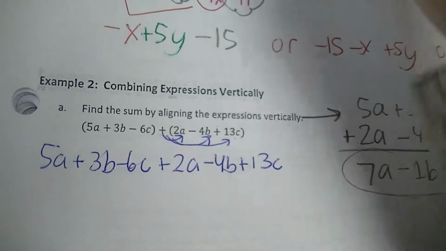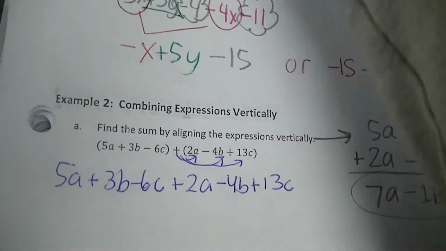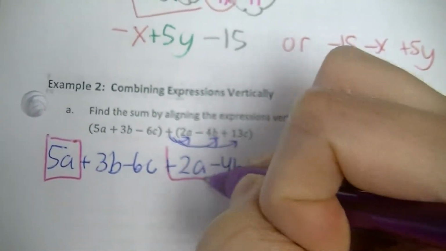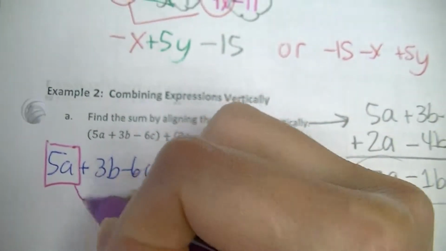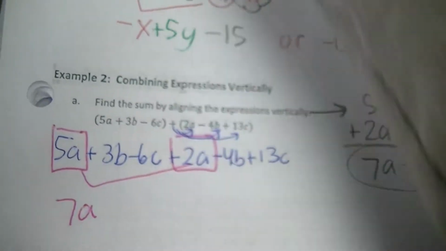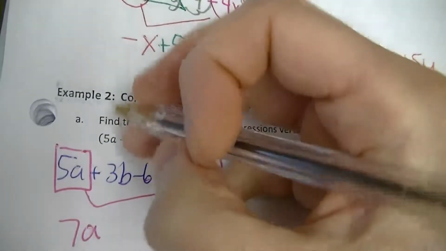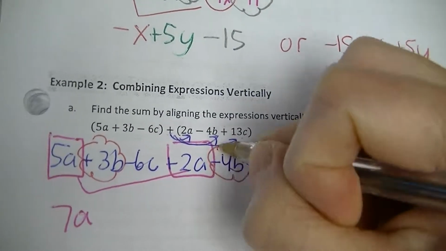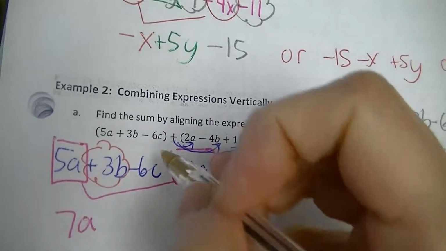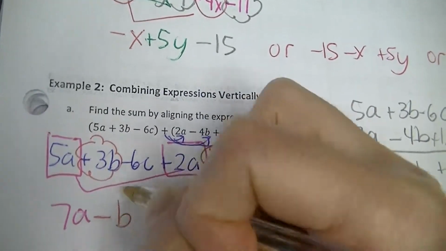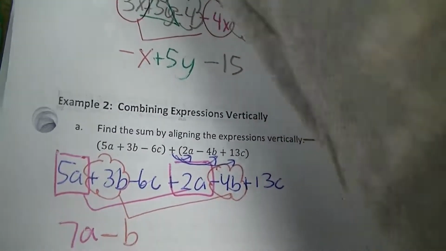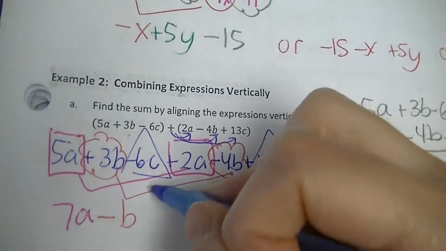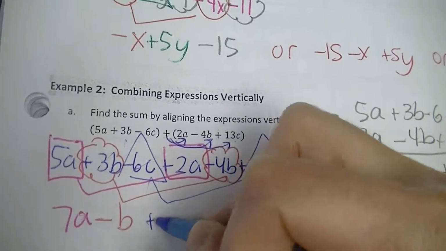Okay, from here, combine your like terms, please. I see that we have, let's go with the a, we have 5a and we have a positive 2a, and that's it. 5a plus 2a is 7a. And then I see that we've got, goes with this 3b here, oh, a minus 4b. 3b minus 4b is negative b. And then I've got this negative 6c plus 13c, and that's going to give me a positive 7c.